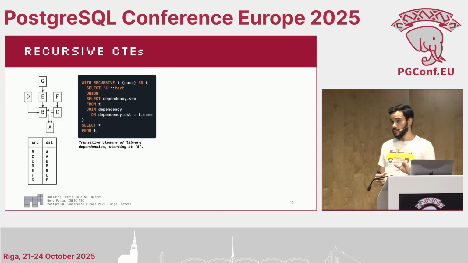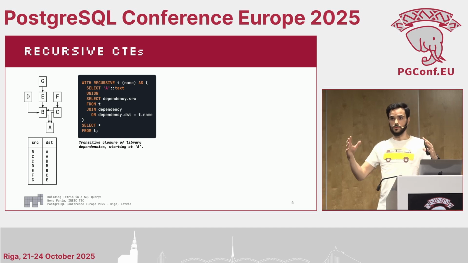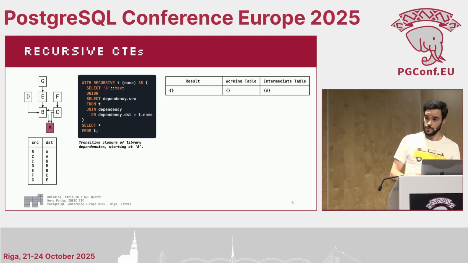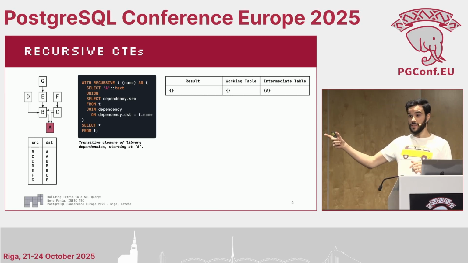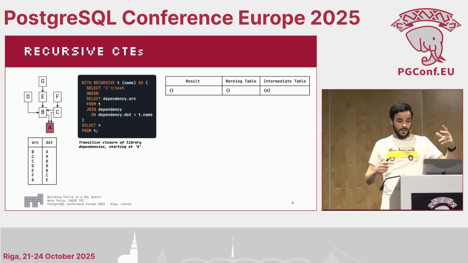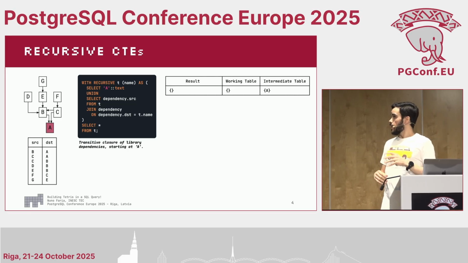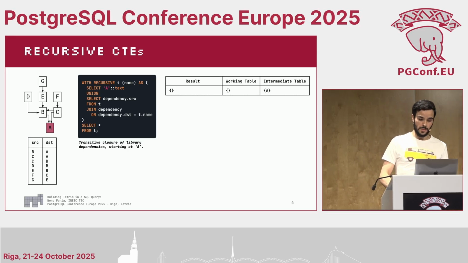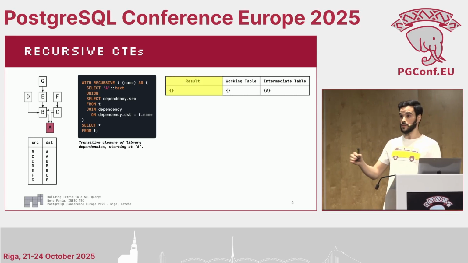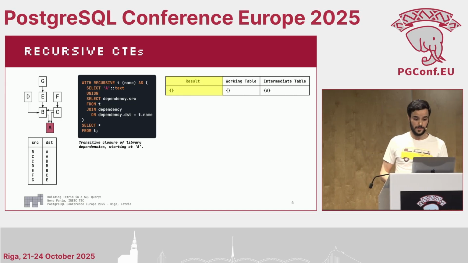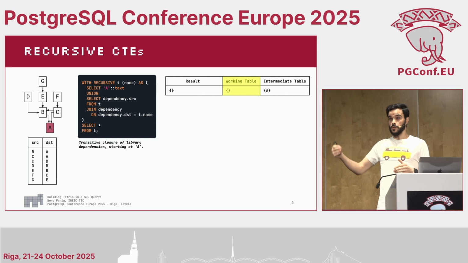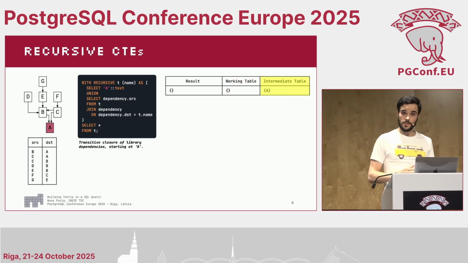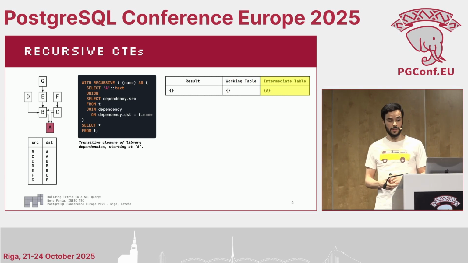Now, looking at a slightly more complex example, we have a graph related to a dependency network, and we want to compute the transitive closure of one specific dependency, in this case, the dependency A. So we have a recursive CTE which starts at node A, and each time we execute our recursive CTE, there are three main sets. There is a result set, which will store the rows returned by our recursive CTE. There is a working table, which contains the rows generated in the previous iteration, and also there's the intermediate table, which stores the rows generated in the current iteration.